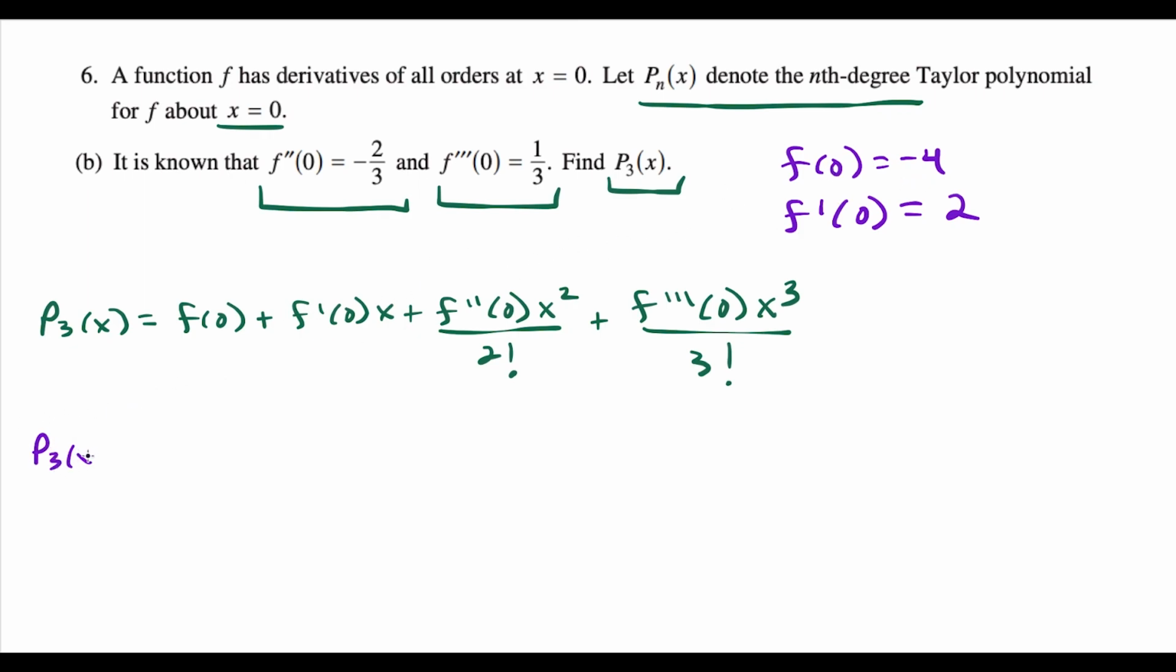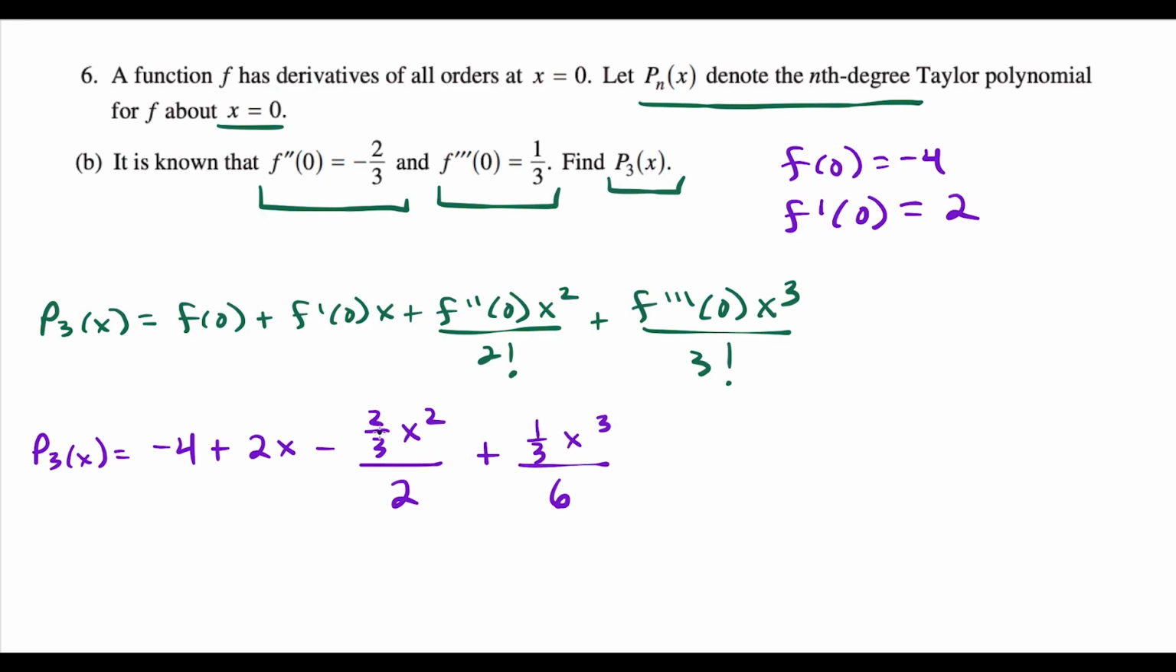We have p sub 3 of x equals f of 0 was negative 4, and then we have plus f prime of 0 is 2, so we have 2x, and then f double prime of 0 is negative 2/3, so we would have minus 2/3 x squared over 2 factorial is 2 times 1, which equals 2, and then we have plus the third derivative at 0 is 1/3, so we have 1/3 x to the third over 3 times 2 times 1 is equal to 6. Now just know on the AP test and the free response, you don't actually have to simplify.